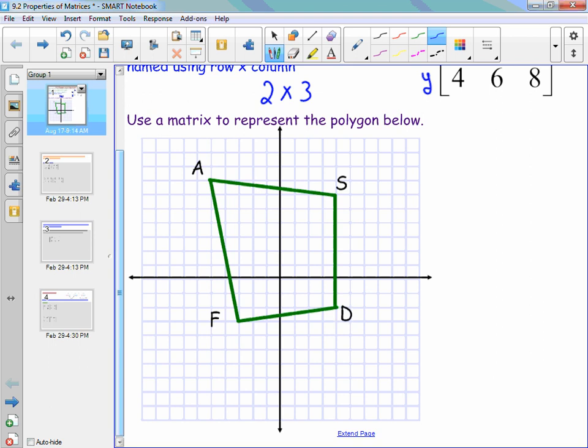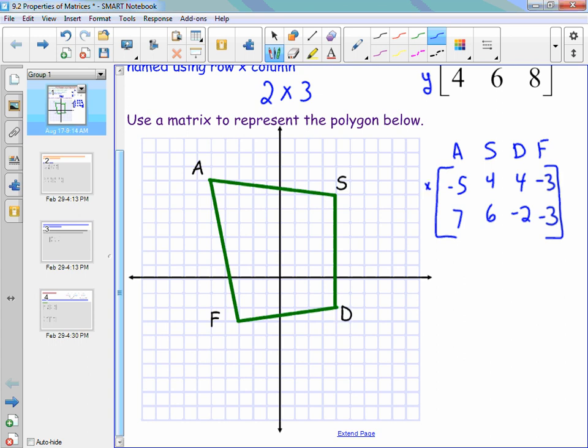Use a matrix to represent the polygon below. So we're going to draw our square bracket, and then we are going to name the polygon, or put the vertices of the polygon, and now we're just going to write the coordinates. So A is the point -5, 7, so we'll put -5, 7. S is the coordinate 4, 6. D is 4, -2. And F is -3, -3. And we have now converted this polygon to a matrix.